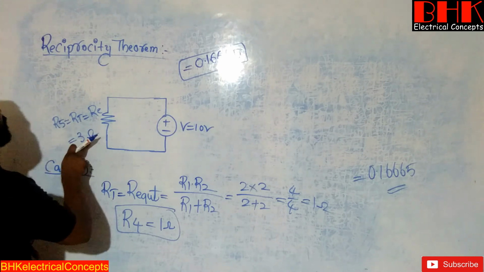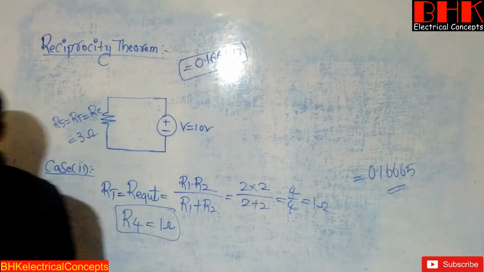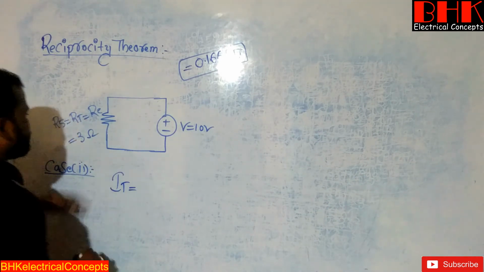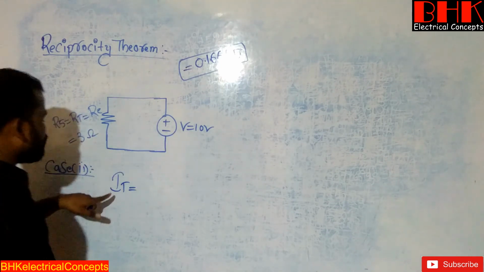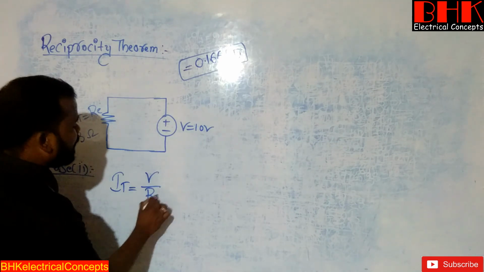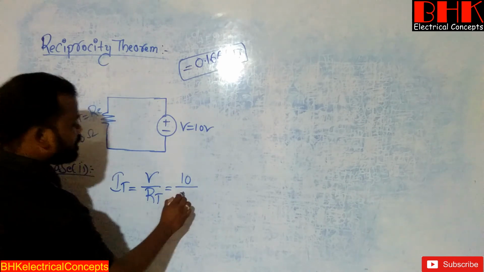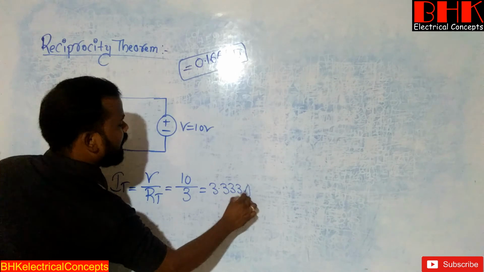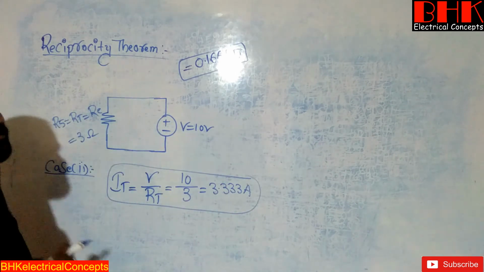Now you know the value of total resistance. Go for the calculation of total current. We know the value of total resistance and we know the value of applied voltage. So V divided by RT is equal to 10 divided by 3, that is equal to 3.333 amperes. Now you know the value of total current flowing in the circuit.